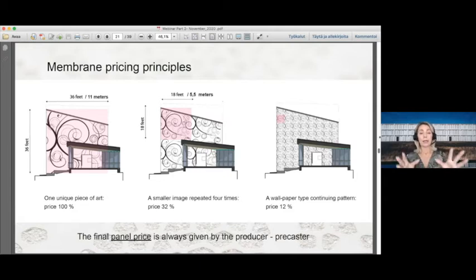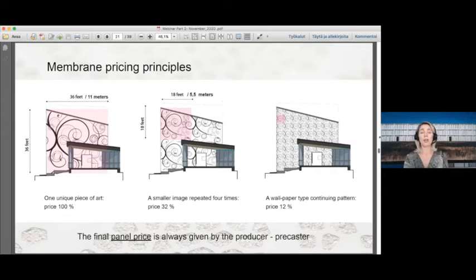When I'm talking in euros, let's say the most expensive would be 300 euros a square meter, going down to 15 euros a square meter for the most cost-effective one. In dollars, that's like $35 a square foot, going down to under $3 a square foot. Now it's important to remember that when I talk about pricing, I talk about the membrane price. The final price will always be given by the local precaster because it depends on so many things.